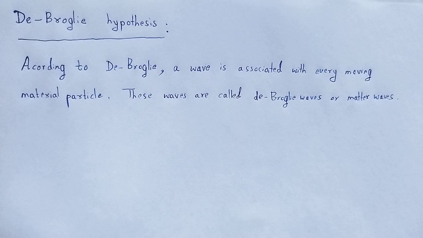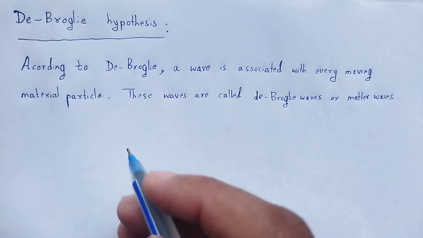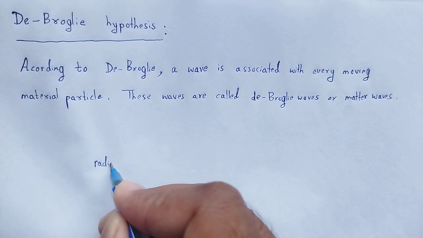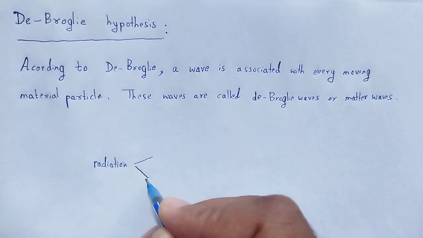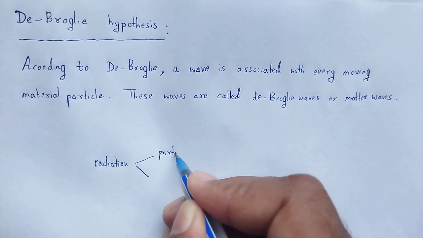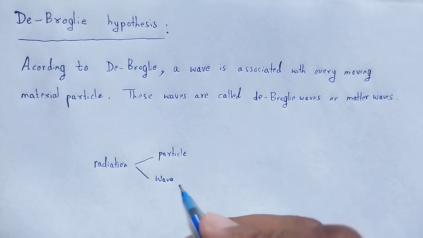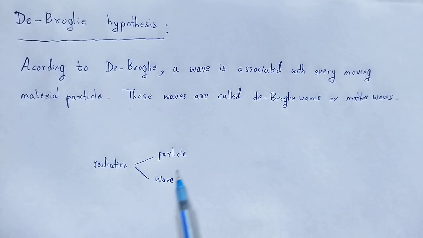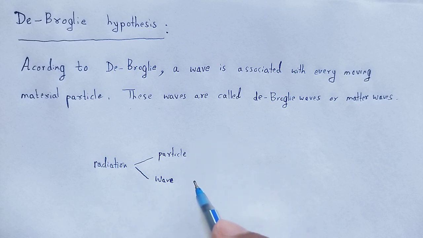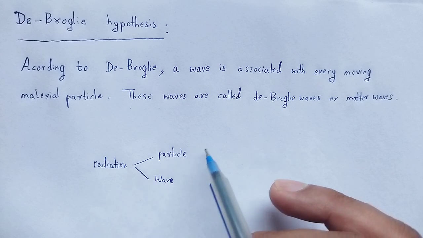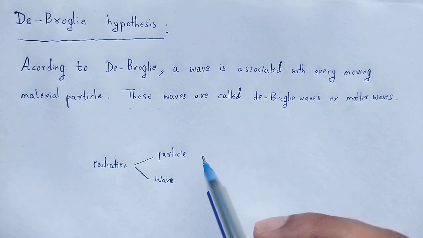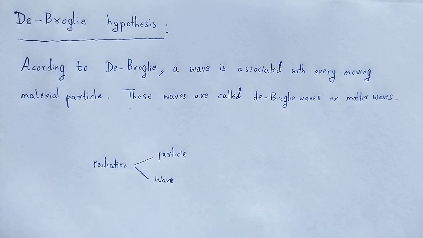Before de-Broglie, it was considered that radiation has particle as well as wave nature. There are many experiments which confirm the wave nature of radiation. Some of the experiments are Young's double slit experiment, which confirms the interference pattern. Phenomena in light such as diffraction and polarization also confirm the wave property of radiation. Again, other experiments like Einstein's photoelectric effect and the Compton effect show the particle nature of radiation.